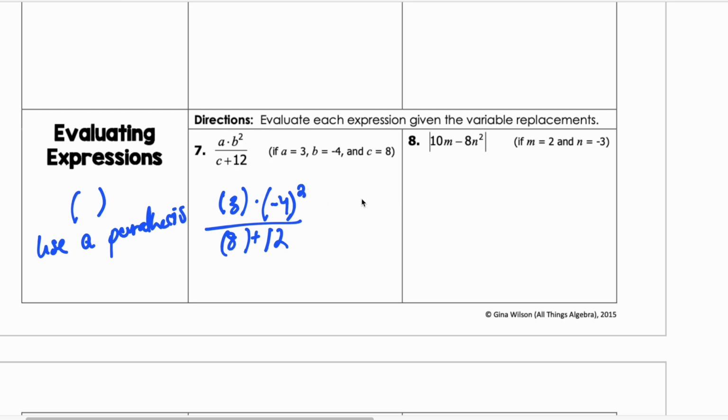Alrighty, so let's take care of this exponent. 4 times 4 is 16, and then 16 times 3. And then we have 8 plus 12 is going to be 20. So 3 times 16 is 48, and then 48 is going to be over 20. We need to reduce this. They both can be divided by 4. So 48 divided by 4 is 12, and 20 divided by 4 is 5. And that is the simplest form.